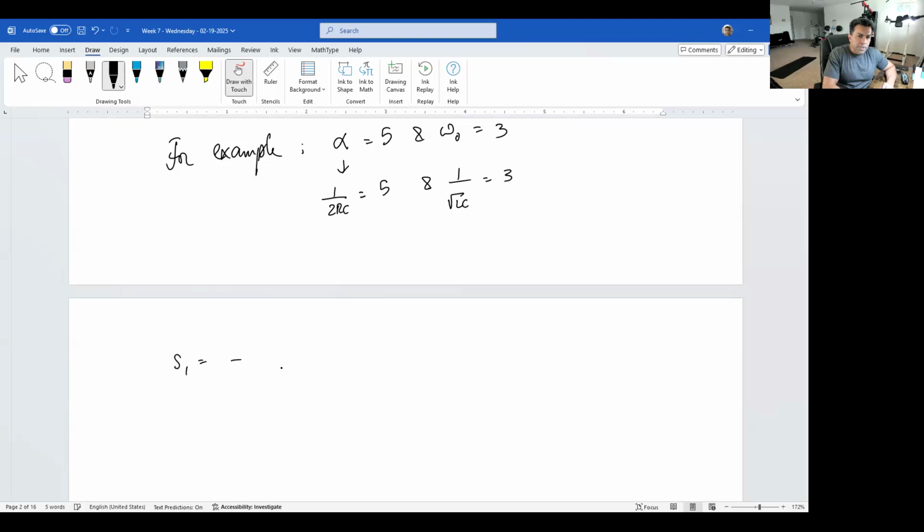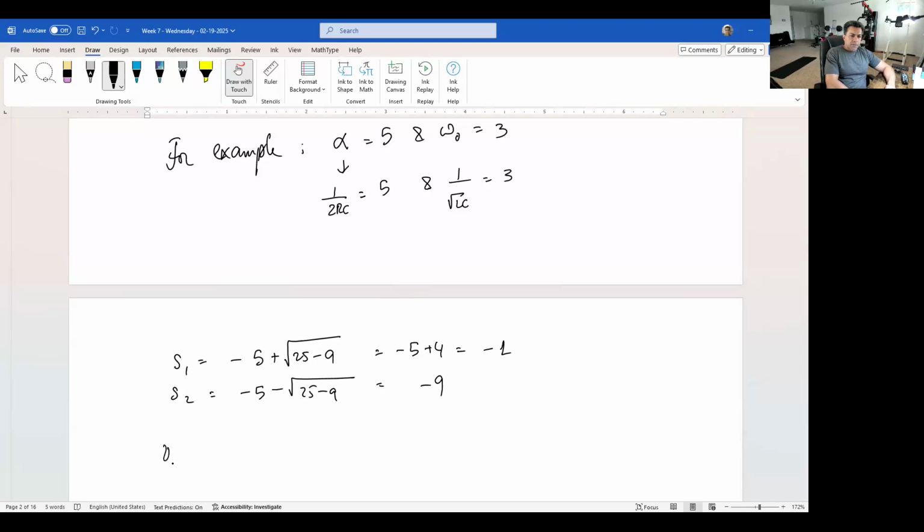negative alpha, negative 5, plus the square root of 25 minus 9. Alpha squared minus omega naught squared. Negative 5 plus the square root of 25 minus 9, which is 16. The square root of 16 is 4. So that's going to be negative 1. And S2 will be equal to negative 5 minus, instead of plus, the square root of 25 minus 9. Negative 5 minus 4. So negative 9.